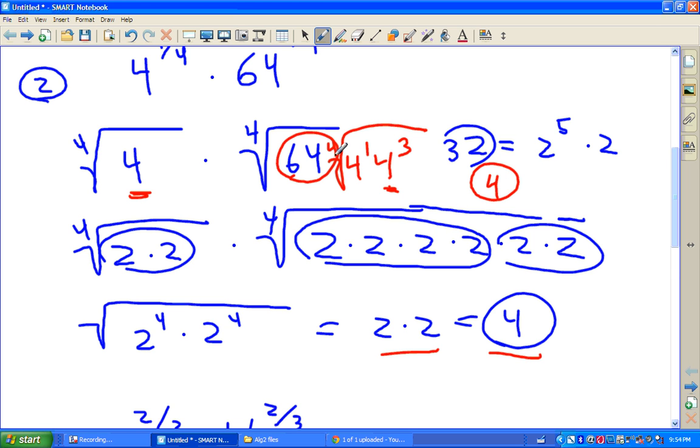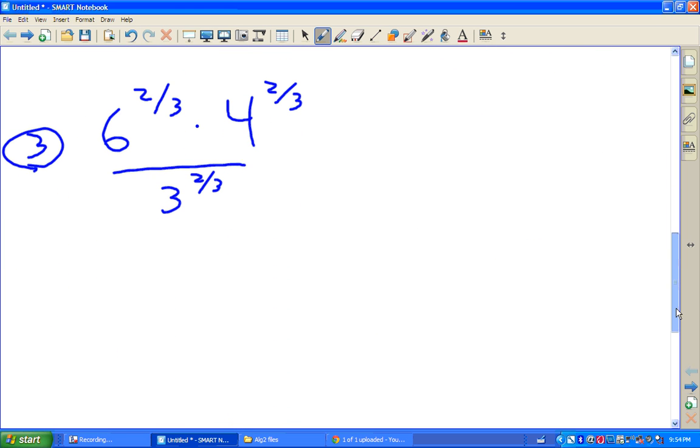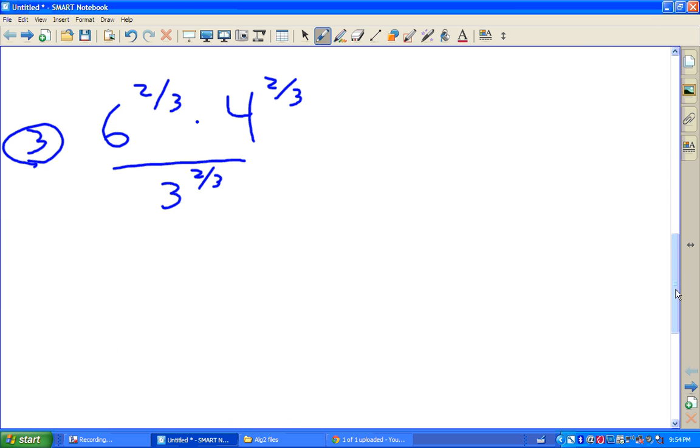When I combine them together, I'm going to get the fourth root of 4 to the fourth, and it comes out as 4. Okay, so that one was kind of messy, but I think you still get it. Okay, here's one that's even a little bit messier. Different ways to get there, but again, I think this one's going to give us a simple answer.